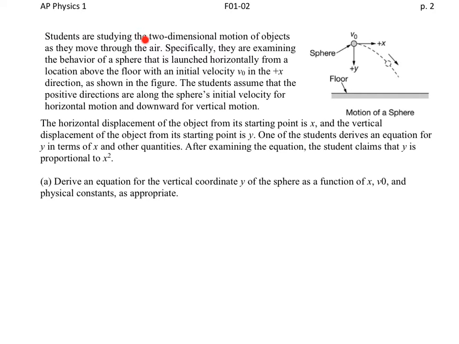Students are studying the two-dimensional motion of objects as they move through the air. Specifically, they are examining the behavior of a sphere that is launched horizontally from a location above the floor with an initial velocity v sub 0 in the plus x direction as shown in the figure. The students assume that the positive directions are along the sphere's initial velocity for horizontal motion and downward for vertical motion. Let's stress that again, and downward for vertical motion.